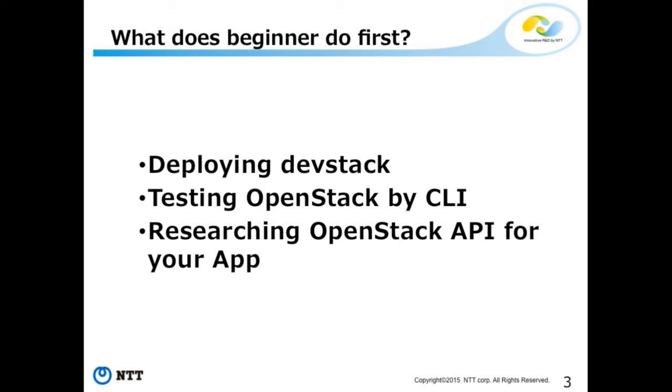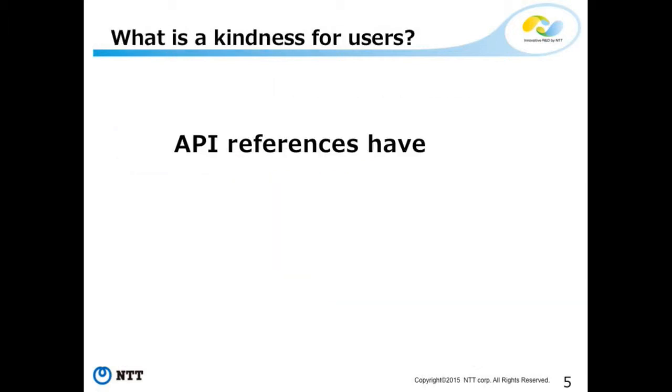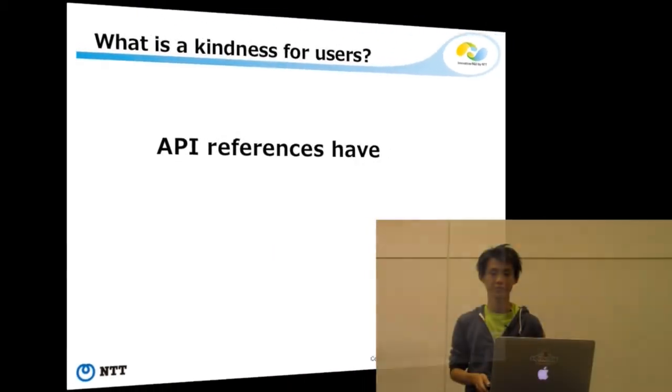Before you use the OpenStack API, you can visit the official API references and you can get the details of all APIs. By the way, to be kind, what kind of information should the document have? I think there are 3 answers.